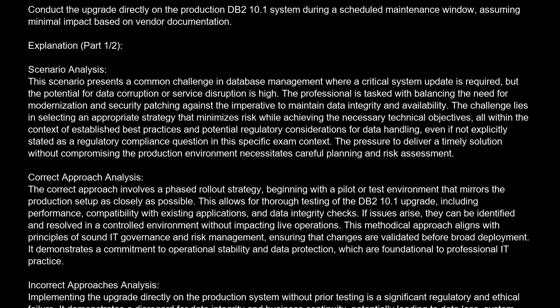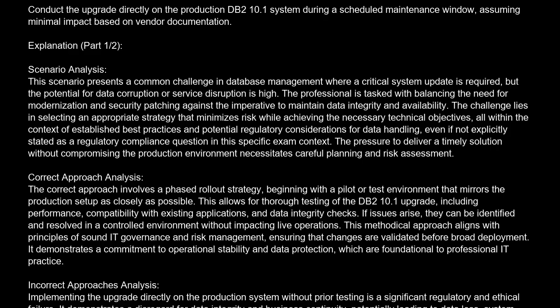Even if not explicitly stated as a regulatory compliance question, in this specific exam context, pressure to deliver a timely solution without compromising the production environment necessitates careful planning and risk assessment. Correct approach analysis. The correct approach involves a phased rollout strategy, beginning with a pilot or test environment that mirrors the production setup as closely as possible.